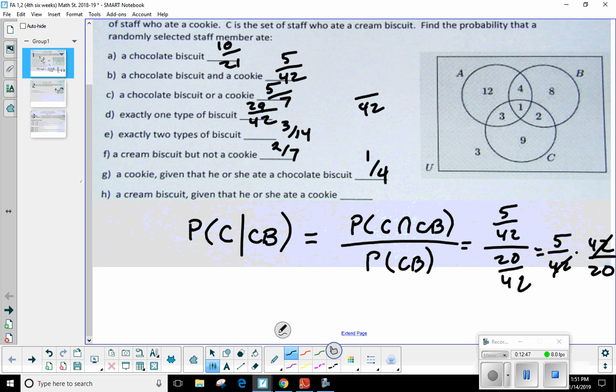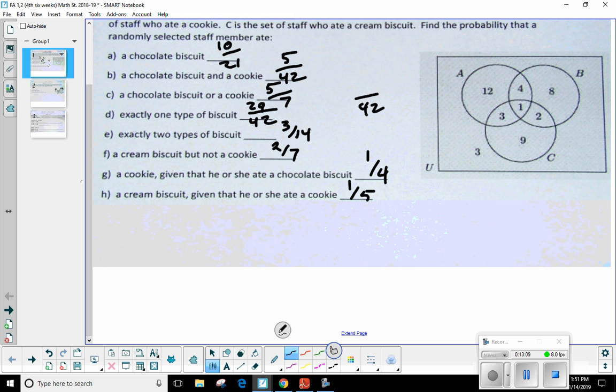Okay. How many people have gotten that one right? Okay, good. Good, good. And H, a cream biscuit, given that he or she ate a cookie. Okay, Samir, what do you think? 1/5. 1 out of 5, yes. Perfect, perfect, perfect. Do we want to talk about this one?